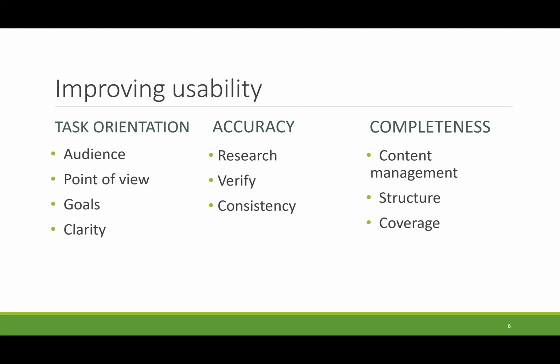After task orientation, you can look at accuracy. So your information must be accurate and reliable. That will include some research. Research can be done through subject matter experts, your own hands-on or other people's hands-on research, observations, and again, interviews. Once you've completed your research, you need to verify that information. It has to be accurate. So again, you could look at other subject matter experts to help with verification.